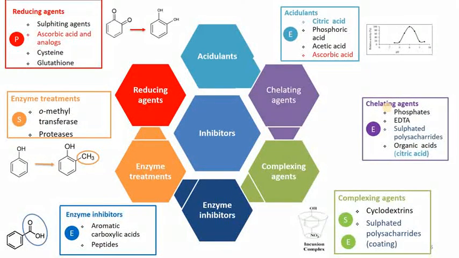And then later on, we have what we call complexing agents. Complexing agents also have a dual mode of action because they are targeted towards both the substrate and the enzyme. Examples are cyclodextrins, and also sulfated polysaccharides, which are also known as coating materials. So they coat. How do they go about coating? They kind of engulf the substrate, and by doing so they prevent browning. A classic example is cyclodextrin.